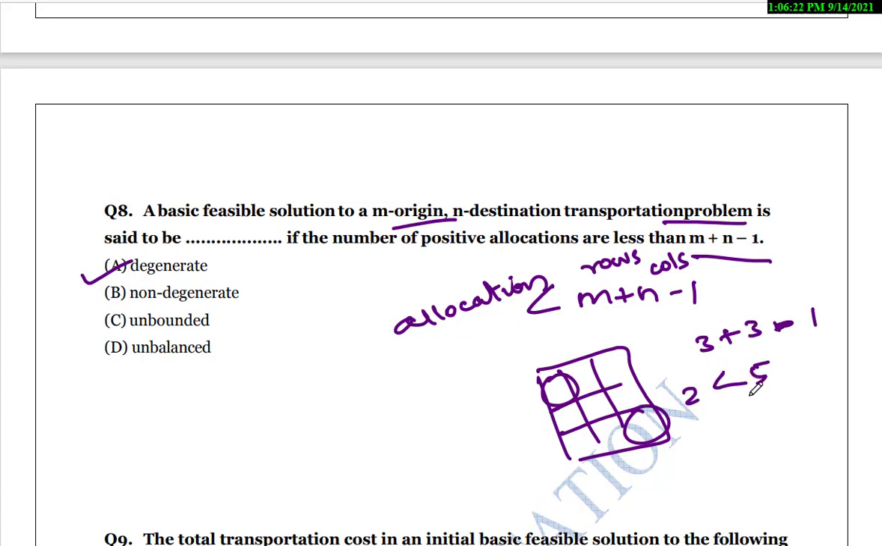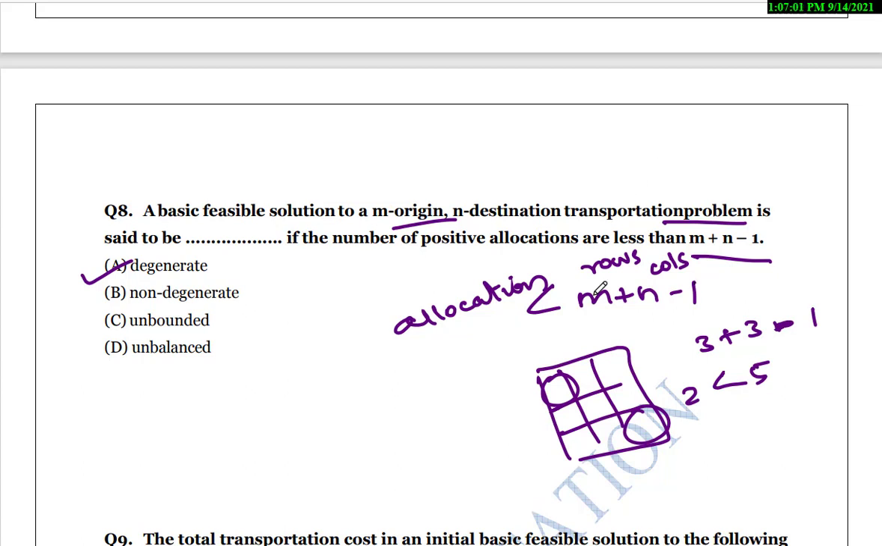This is called a degenerate solution. If the allocation is equal to m plus n minus 1, then we have found a feasible solution, and it is called a non-degenerate solution. Understood? After doing the allocation, if the value is equal to m plus n minus 1, then it is non-degenerate. No need to do the allocation again; it is a feasible solution.